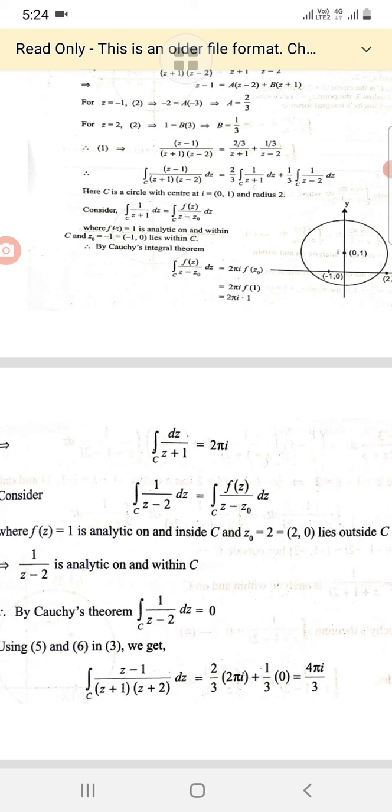Therefore, the main integral over C of z minus 1 divided by z plus 1 into z minus 2, dz, is equal to 2 by 3 into 2 pi i plus 1 divided by 3 into 0, and that is equal to 4 pi i divided by 3.